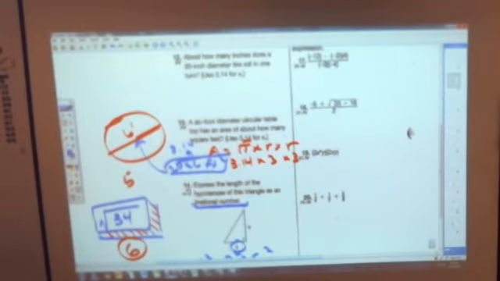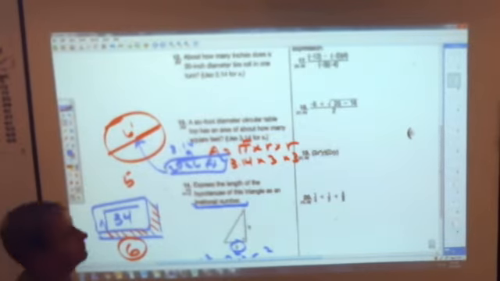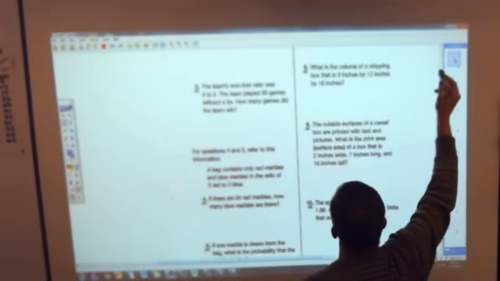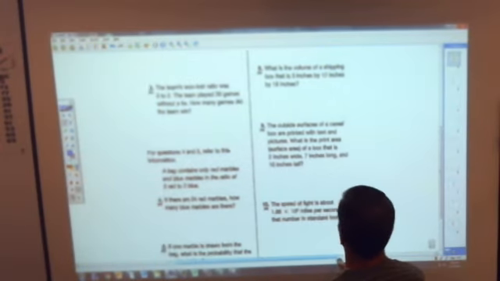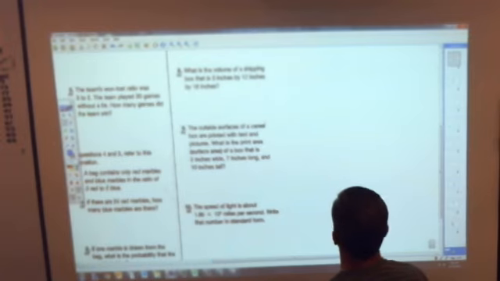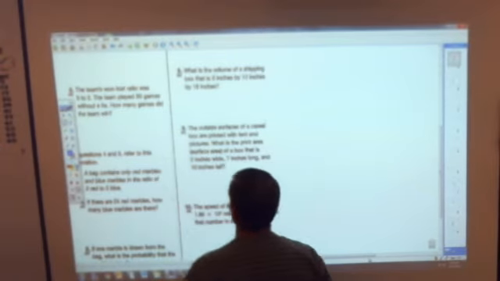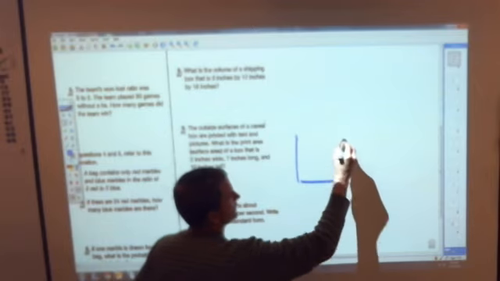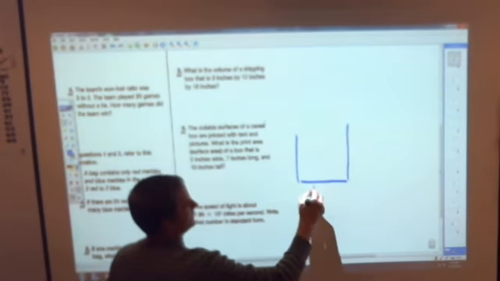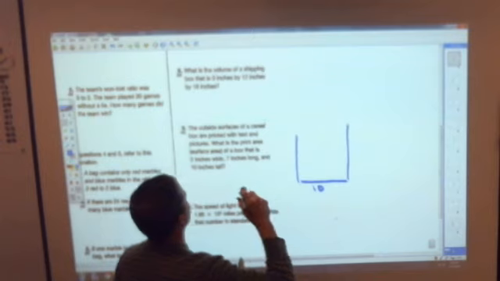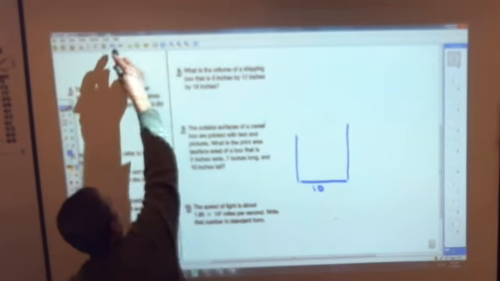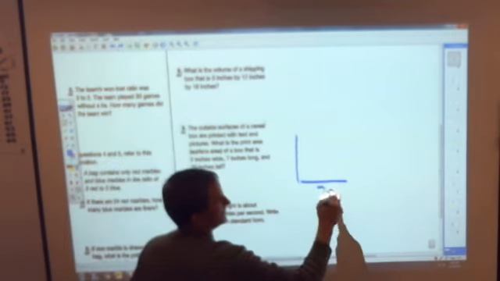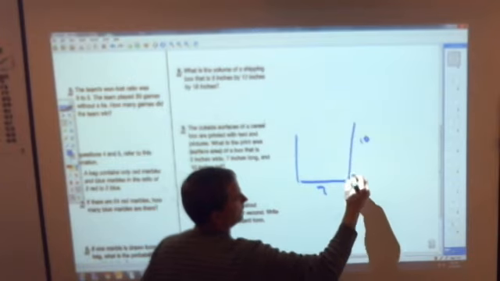Number 9. The outside surface of a cereal box. Charlie, did you draw that cereal box? Yes. And what kind of cereal was it? Well, you get to make your own. What would you call it? Charlie Grips. Charlie Loops, did you say? So this is 10 inches, Charlie. Oh, wait, no. 7 inches long. It doesn't matter what you call it. Let's say this is 7, this is 10, and then the width is 2.